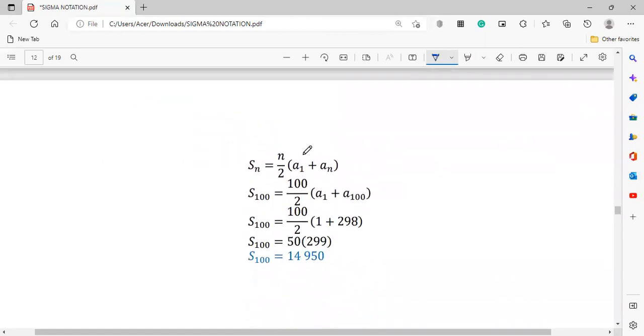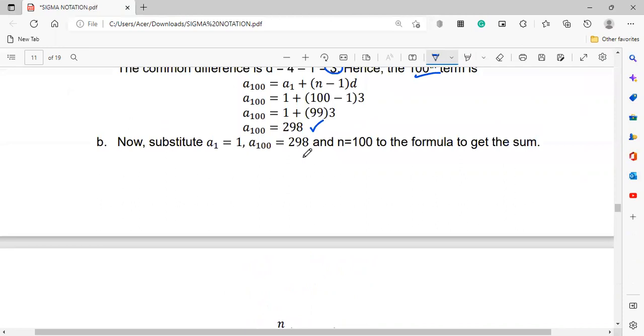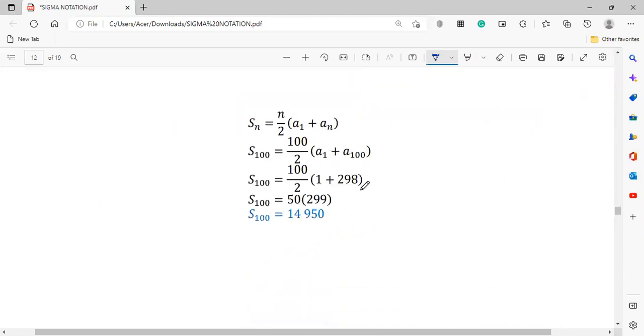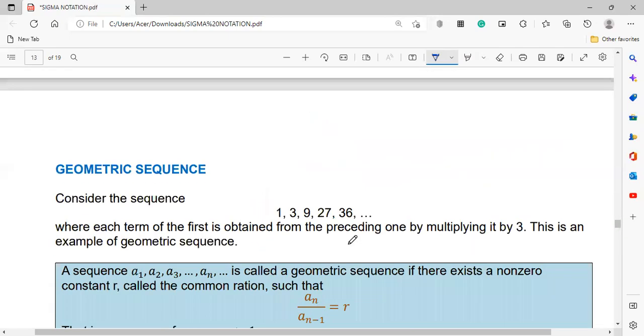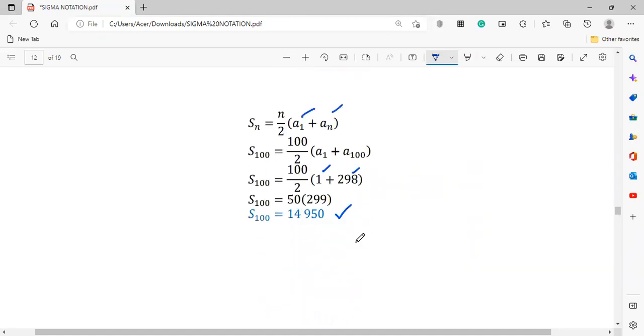Okay, now we substitute that on the first formula. Well, you can have the first formula or the second formula. So in this case, we make use of the second formula. The first term is 1, and the 100th term is 298. And so the sum of the first 100 terms is 14,940.